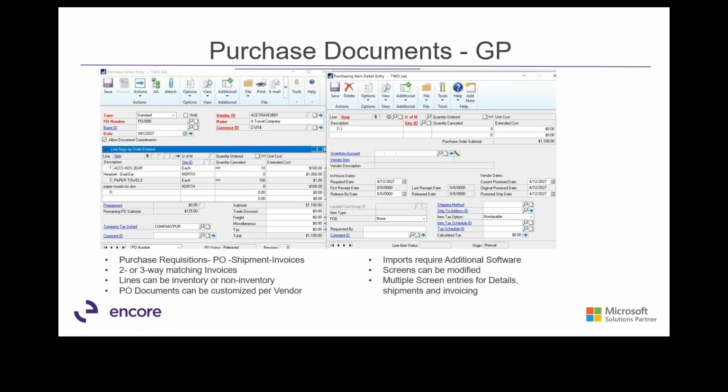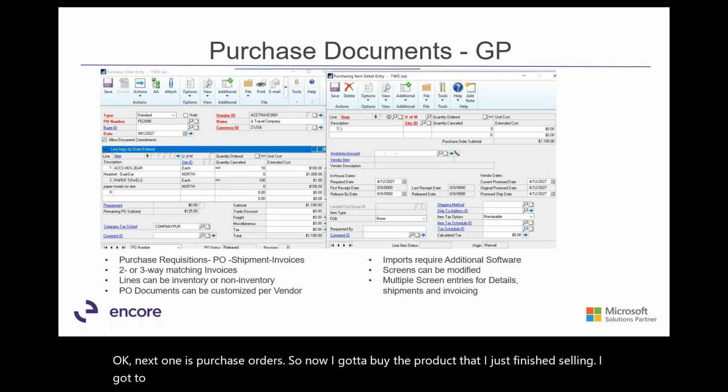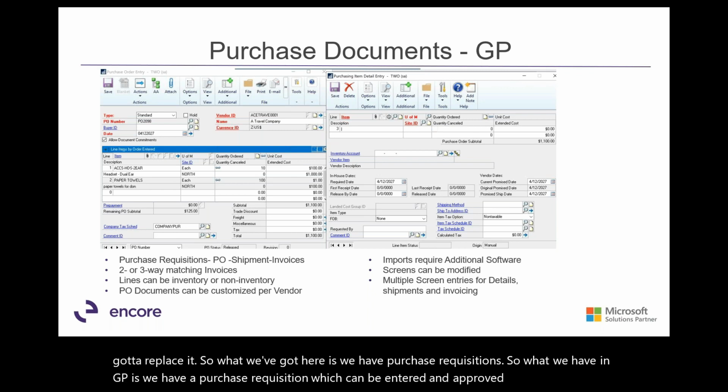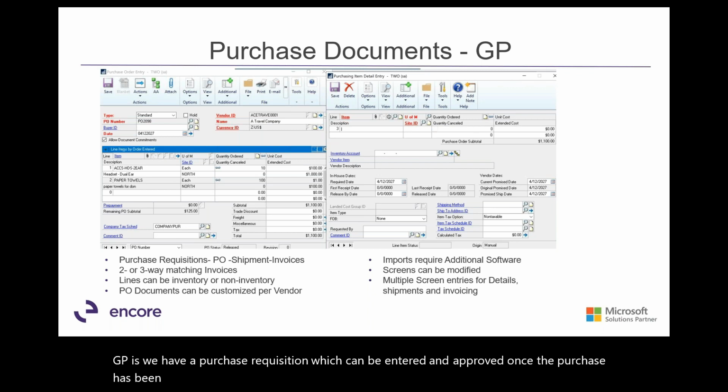Okay, next one is purchase orders. So now I've got to buy the product that I just finished selling. I've got to replace it. So what we have here are purchase requisitions. In GP, we have a purchase requisition which can be entered and approved. Once the requisition has been approved, we turn it into a purchase order, and the purchase order is then sent to the vendor.